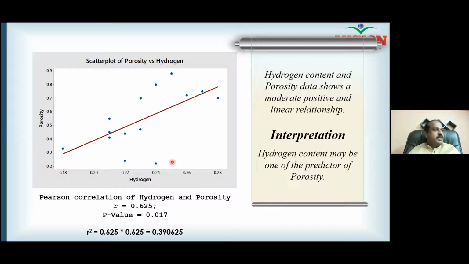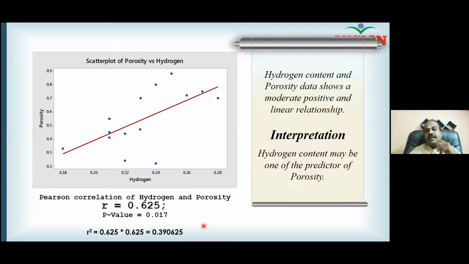And see, that is why your R value is coming in the range of 0.4 to 0.7, 0.625. And how can I use the R value? R is called the Pearson correlation coefficient. I want you to square the R value. When you square the R value, it becomes R square. R square is called the coefficient of determination. When you square the R value, 0.625 into 0.625, how much are you getting? 0.39.